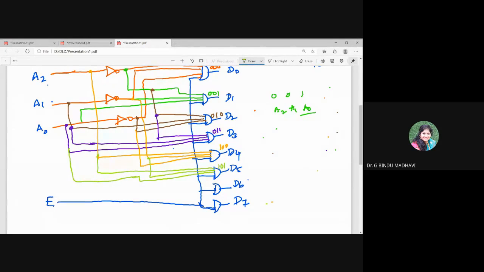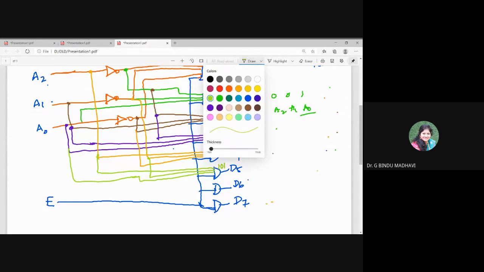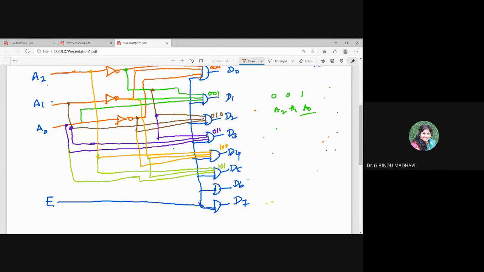Right? Next. What about D6? 110, ma'am. 110. Okay. So this 1 is related to here. And next, the second one, so here we are taking from here. And next one is 0. 0 means the third one here. Right.